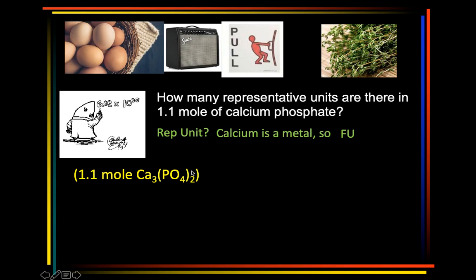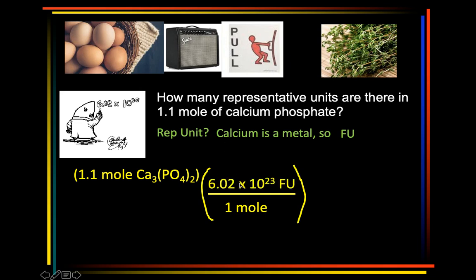The rest of it is the same as what we've already learned. I need mole to cancel, so I'm going to set up my bracket. Mole has to go away, so mole is going to go on the bottom. So 1 mole. And I only have one new conversion that has representative units in it. That's Avogadro's number. 6.02 times 10 to the 23rd, formula unit is the label. Mole divided by mole will cancel. I'm left with formula unit, which is a representative unit for calcium phosphate, so I'm ready for my equal sign.